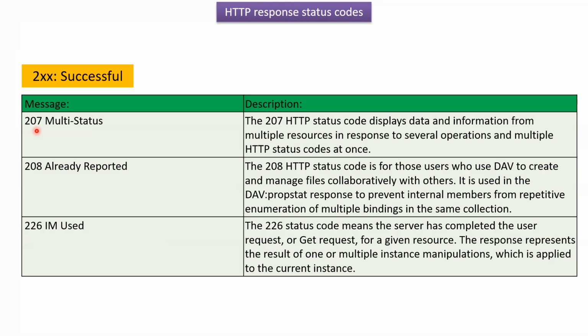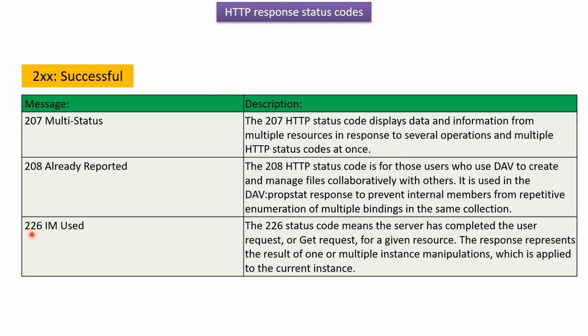Status code 207, which is multi-status. The 207 HTTP status code displays data and information from multiple resources in response to several operations and multiple HTTP status codes at once. Status code 208, which is already reported. Here you can see the description.